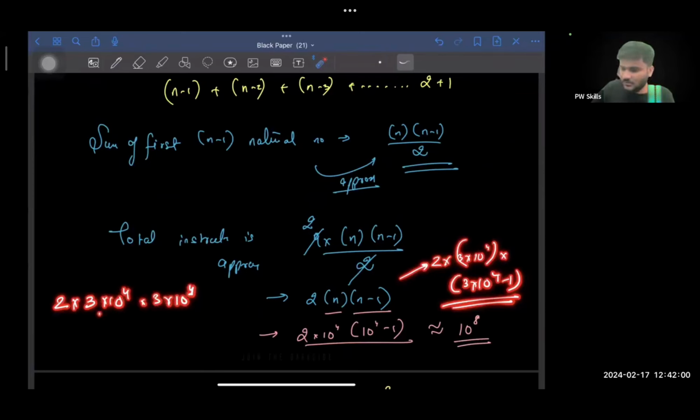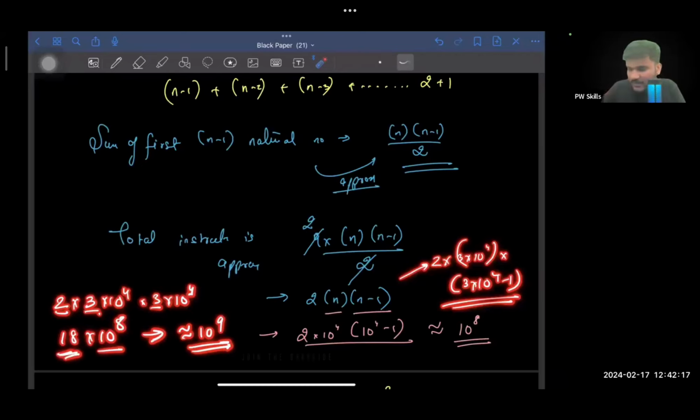Okay. Now this becomes what? 18 into 10 raised to the power 8. 3 into 3, 9, 9 into 2, 18, 18 into 10 raised to the power 8, which is approximately 10 raised to the power 9. Yes or no? Because 18 when multiplied by 10 raised to the power 8 is going to give you approximately 10 raised to the power 9.